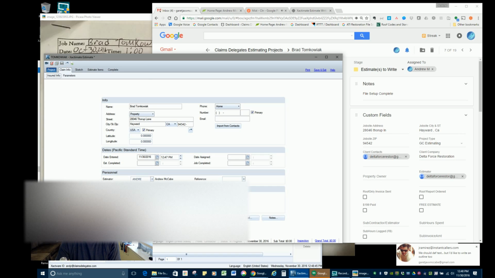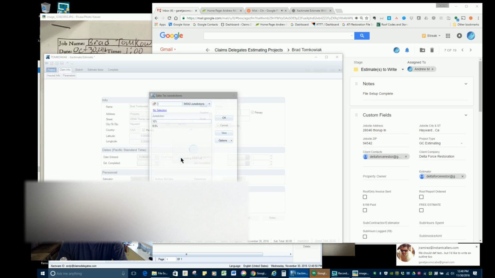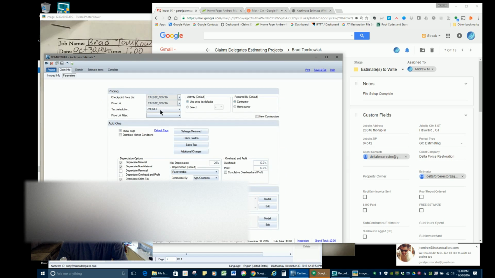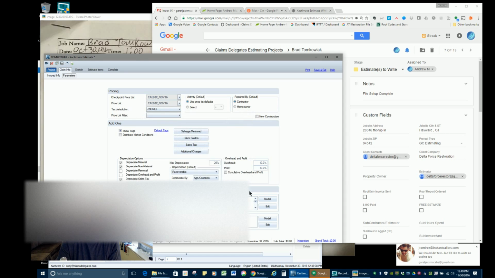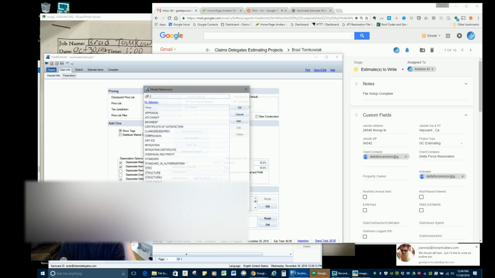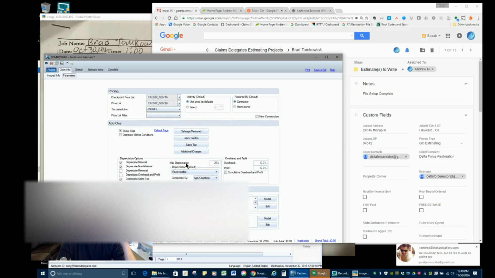Water damage. New feature of Xactimate, it asks you the price list. Okay. Since I already have done one job for Delta Force, they're already in here. Boom. It's a mitigation, so I choose mitigation there. Okay. Ready to start sketching.